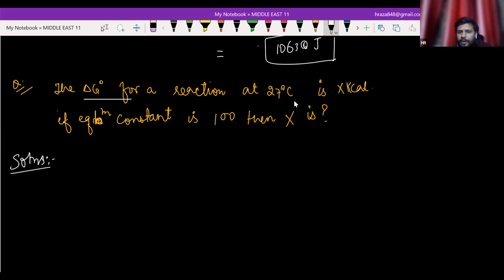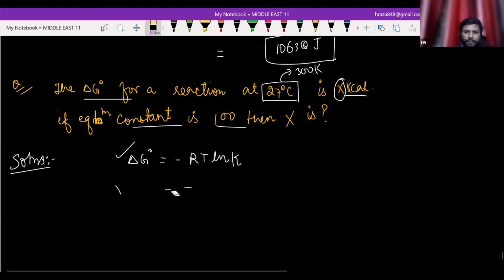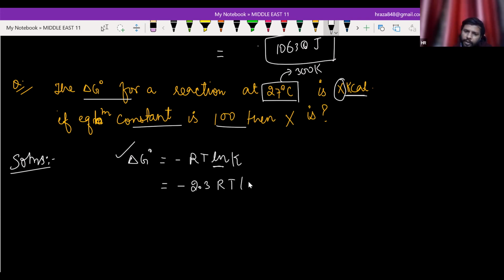Delta G naught for a reaction at 27 degrees centigrade, just convert it into Kelvin, is X kilocalorie per mole. If equilibrium constant is 100, we know the formula delta G naught is equal to minus RT ln K, right? And it is X kilocalorie, so I am converting into X into 1000 is equal to minus R. The value of R, since it is in calorie, so I am taking it. Just listen to this. This is in ln, so we just need to convert it into log. So we have to multiply it by 2.3 RT log K.